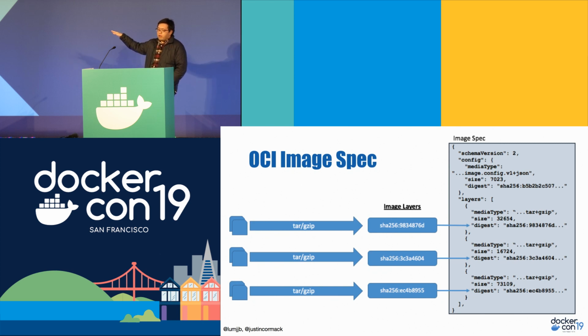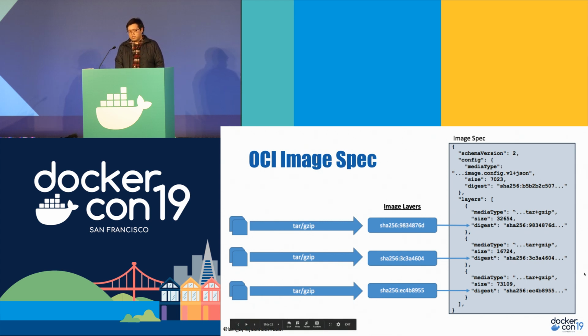What you see on the right is a JSON object, which is an image manifest. So there are a couple of things to the image manifest. So basically, it's a JSON object. You have a bunch of metadata at the top. And the things that we are really looking at here is the content of the images.